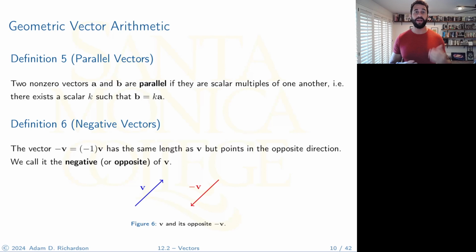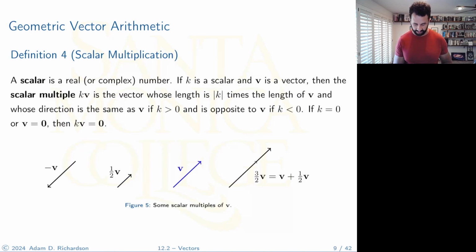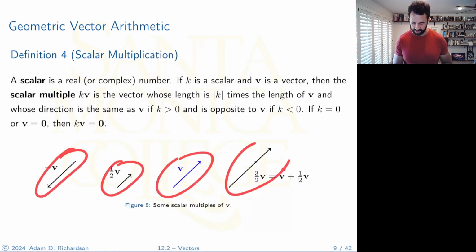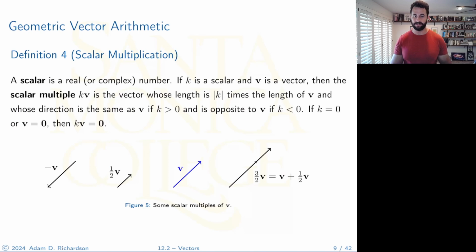All right, so what are parallel vectors? We consider vectors to be parallel if they're scalar multiples of each other. So for example, if we've got a vector A and a vector B, and we can find a scalar, like a real number k, such that B is equal to k times A, that means they have to be parallel. That's really it. So notice, in this picture, all of these vectors are considered parallel vectors.